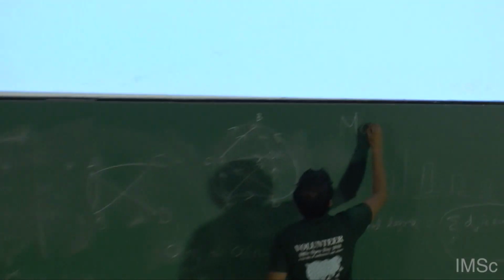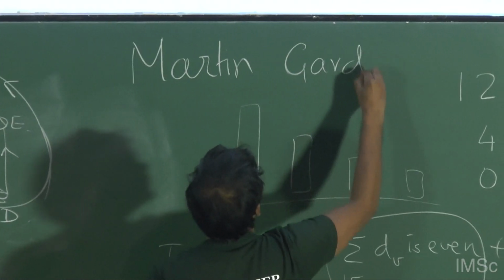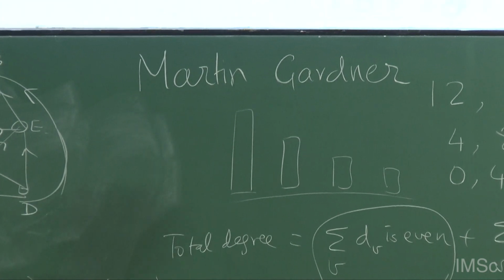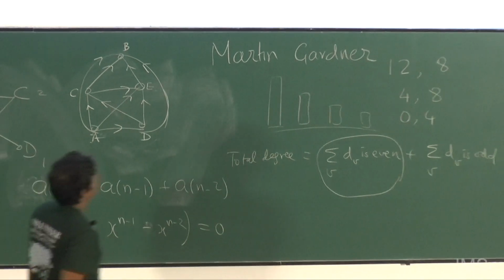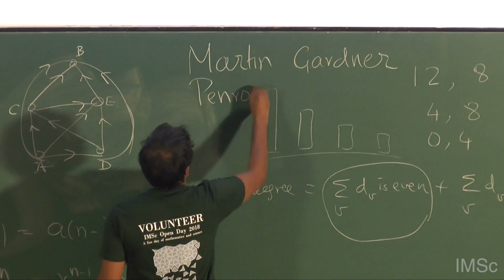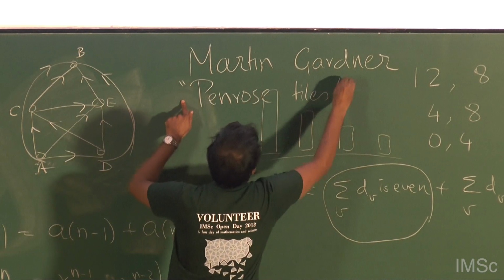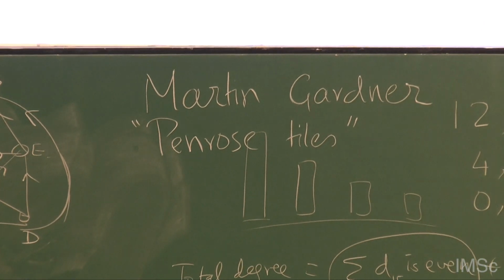I'll encourage you to read an article by Martin Gardner. He used to write in the American Mathematical Monthly, but I don't remember which book it is. I'm sure you're all very good at using the internet. Martin Gardner has an article on Penrose tilings. But you can even just look for Penrose tiles. There are lots of nice resources on the internet on this.